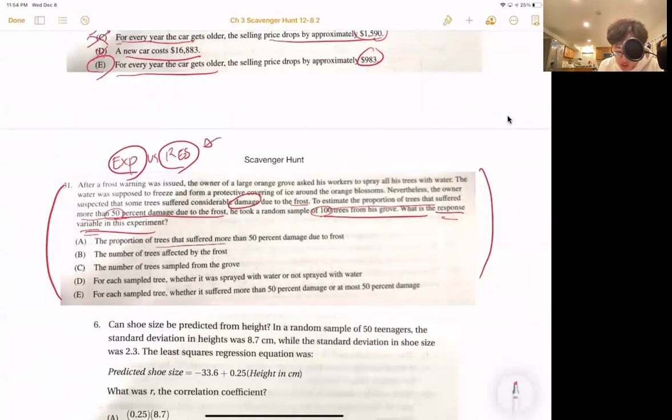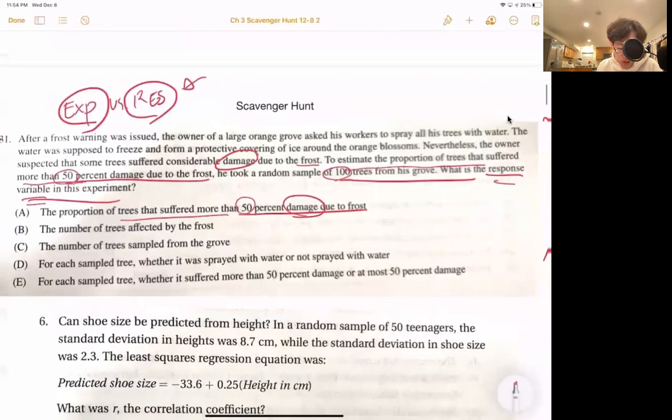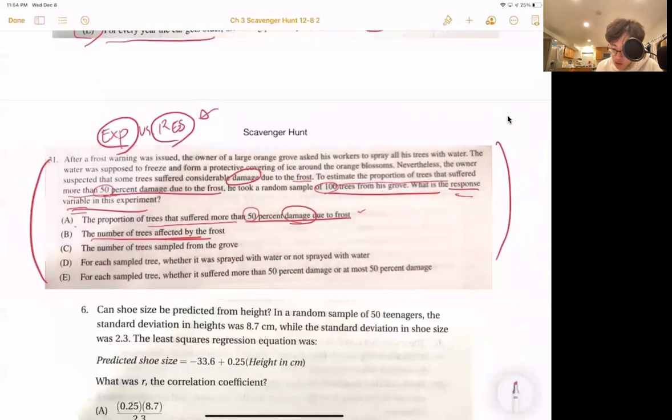So the proportion of trees that suffered more than 50% damage due to frost, like I said, damage. We want to look for the amount of damage that was done to the trees. So that seems to be like a really good answer. So I'm going to leave A alone. The number of trees affected by the frost. Remember, we're trying to measure to estimate the proportion of the trees that suffered more than 50%. So the number of trees themselves, it's not really a response variable, rather the proportion of the damage that's done by the frost to the trees is what I want to measure. So it's not the number of trees sampled. This is the worst answer up there. It's just 100. So how does it help me with the response variable? That's just the survey size.